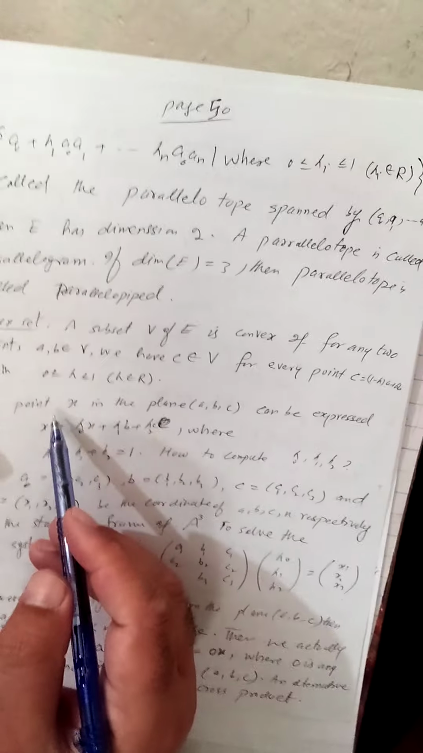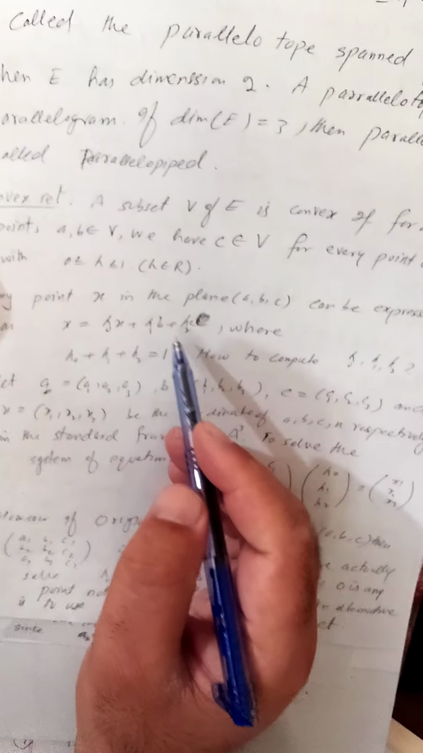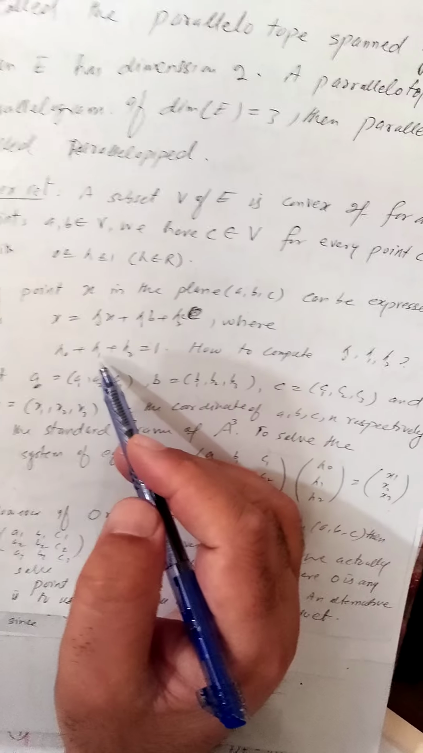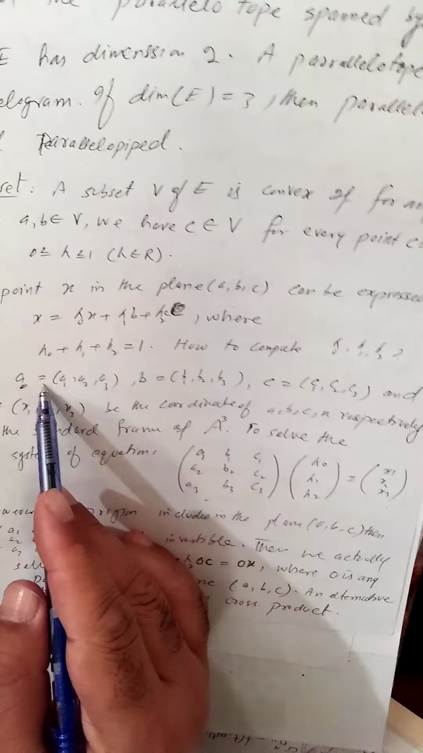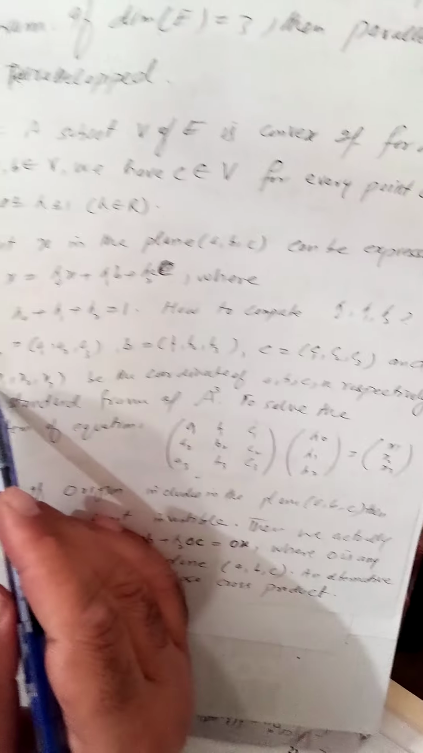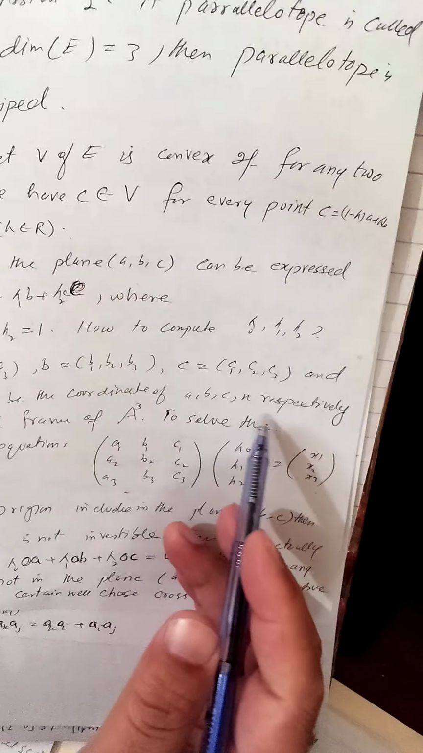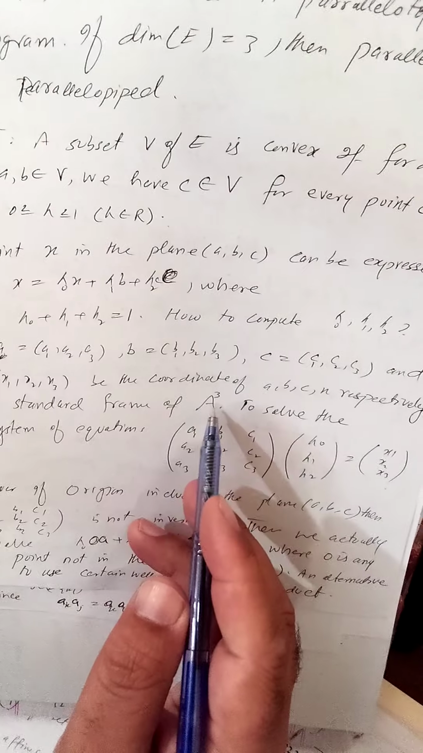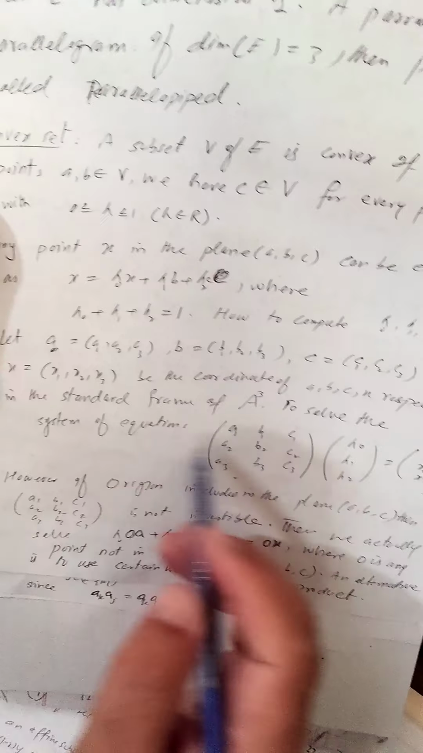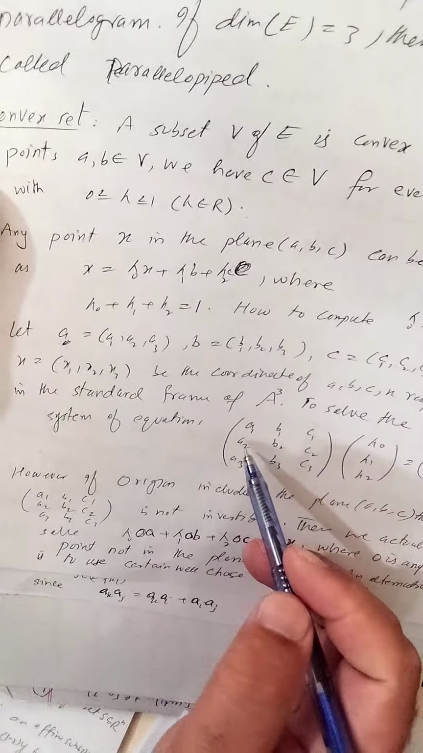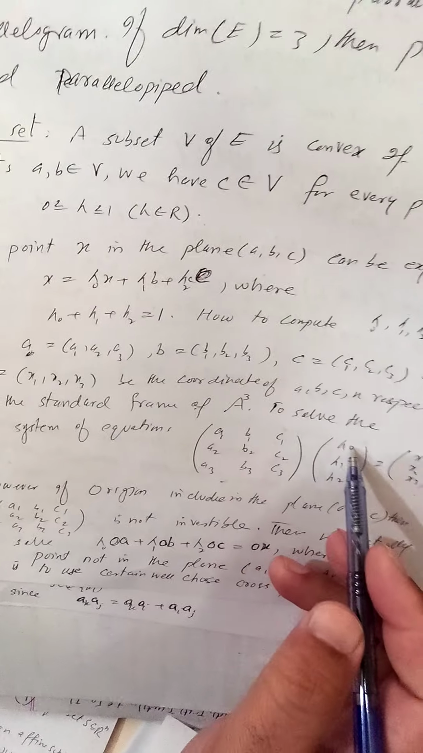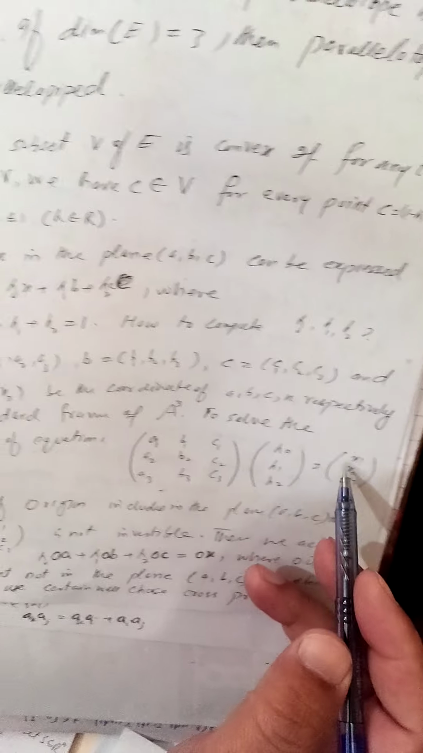Any point X in the plane ABC can be expressed as X equal to lambda0 A plus lambda1 B plus lambda2 C, where lambda0 plus lambda1 plus lambda2 is equal to 1. How to compute lambda0, lambda1, lambda2? Let A, B, C be 3 points and X be any point, with coordinates of A, B, C, X respectively in the standard form of R3. To solve the system of equations with matrix a1, b1, c1, a2, b2, c2, a3, b3, c3 times lambda0, lambda1, lambda2 equal to x1, x2, x3, we will solve this system for x1, x2, x3 to find the points.